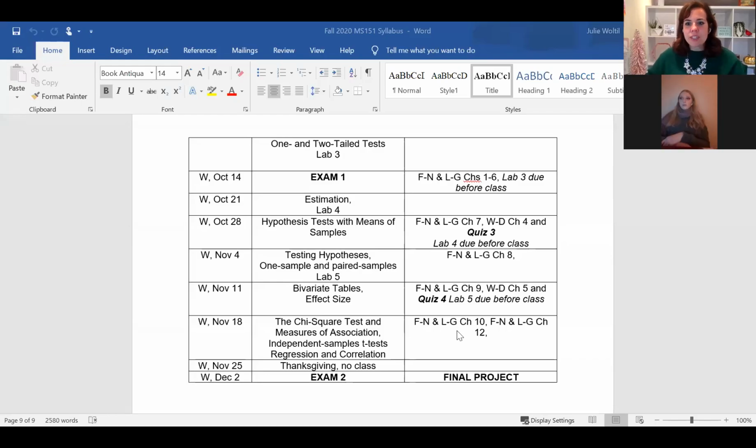This is where we're at for today. So we've already done bivariate tables, so we're skipping into this. We're going to do ANOVAs today. So I'm adding this week, and we'll finish up chi-square. It just makes a little bit more sense that way.